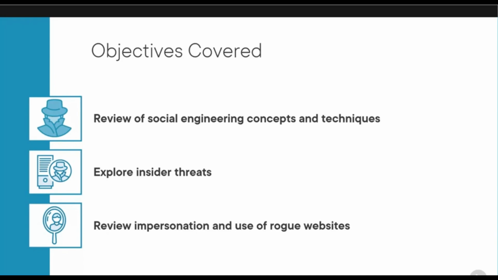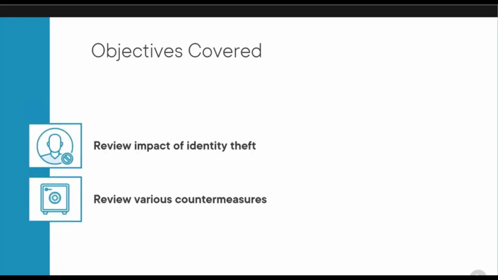Insider threat is social engineering from the inside. We looked at how an employee may attack an organization and why. Lastly, we looked at the loss of data through impersonation, such as rogue websites or a phishing attack. The previously discussed attacks lead to things like identity theft. Here, the target finds themselves as a victim of fraud.